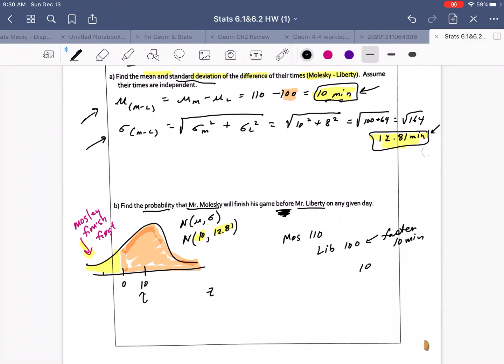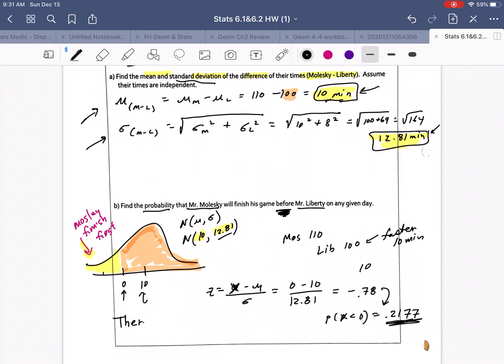we have our picture, right? I can put in my formula. So my value is 0, minus the mean, divided by my standard deviation. So my z-score is -0.78. I am to the left. And if I look up in table A, that would give me the probability to be 0.2177. Okay, so 22% of the time.